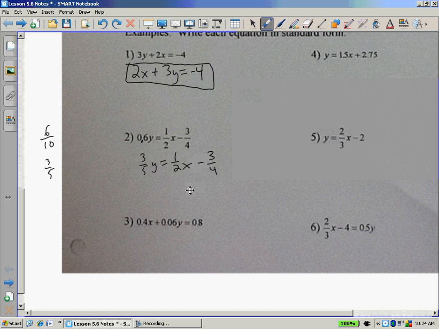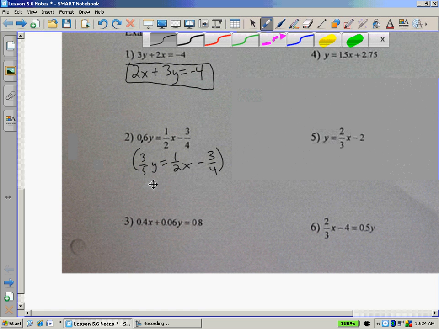Now the first thing I want to do is to get rid of these fractions. If you look at 5, 2, and 4, you could multiply them all together. 5 times 2 is 10, times 4 is 40. You could multiply everything by 40, and then you would have to try to find any common terms. Or we can find the least common multiple between 5, 2, and 4.